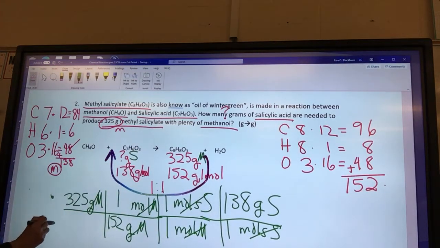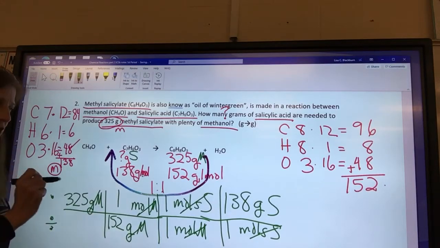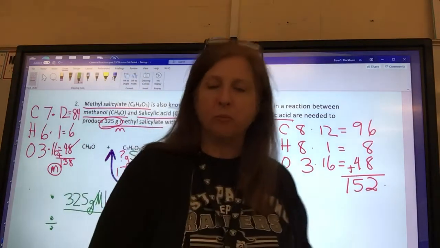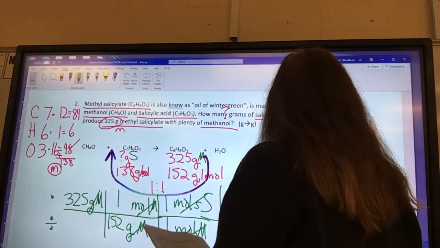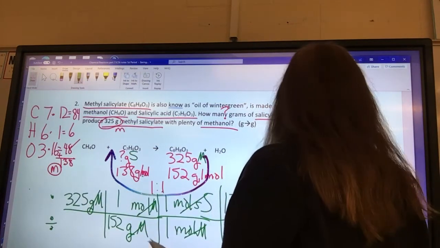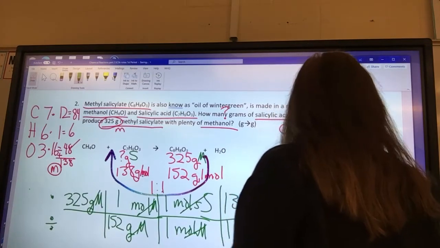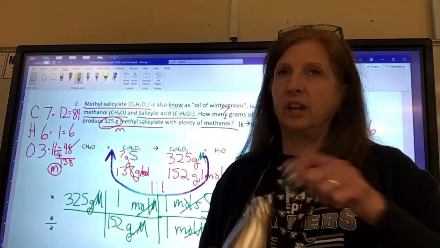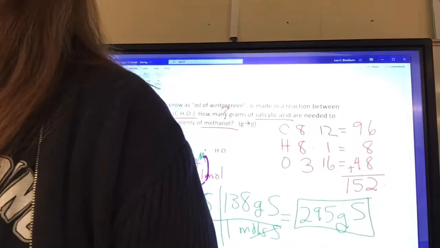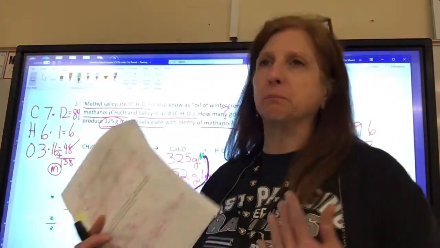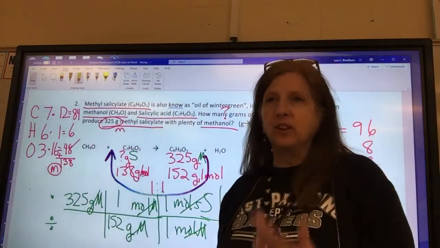Multiply any number on top, divide any number on bottom, and do it on your calculator. Don't just watch me do it. Make sure you know how to do it, and see if you can get the answer. I got 295 grams of salicylic acid. Put a box around it. Make sure you practice this yourself. It's a whole different skill to watch me do it and go, oh yeah, that makes sense, and then for you to do it on the test.